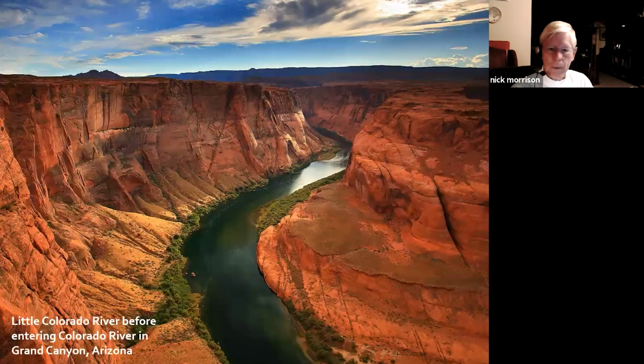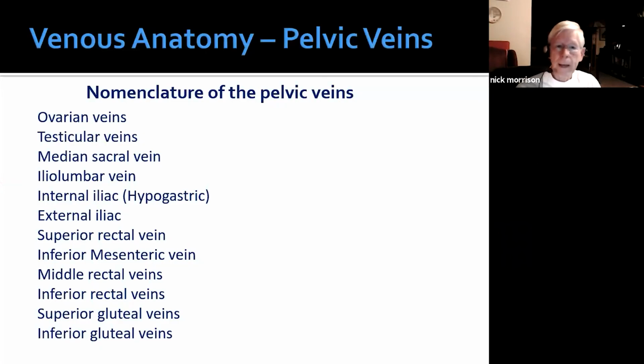That's the Little Colorado River just before it enters the Colorado and the Grand Canyon.